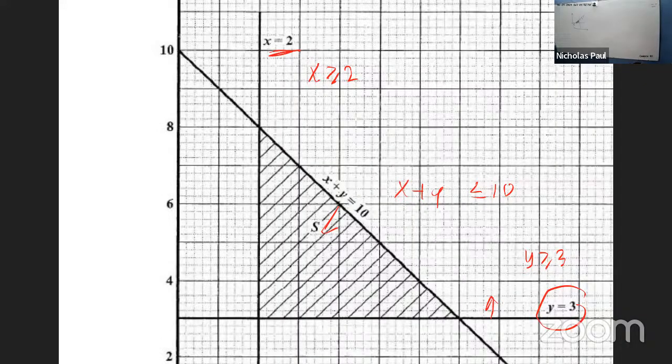Right? So just read off the vertices there. So you have one here, you have one here, one here, right? What are the points there? First one is what?